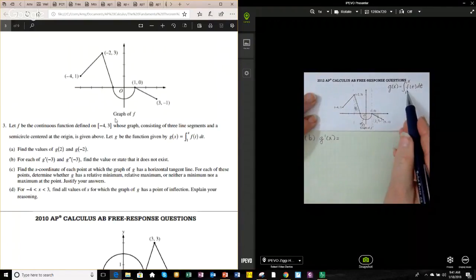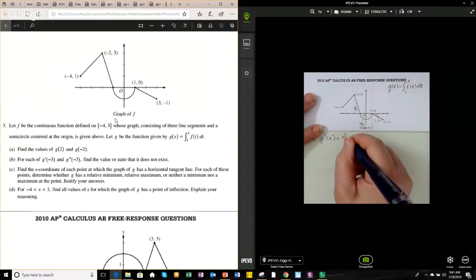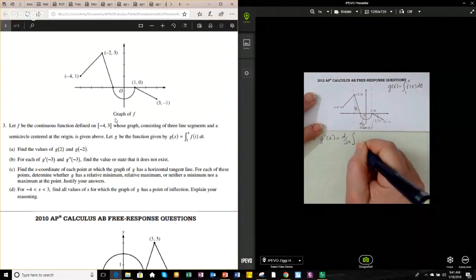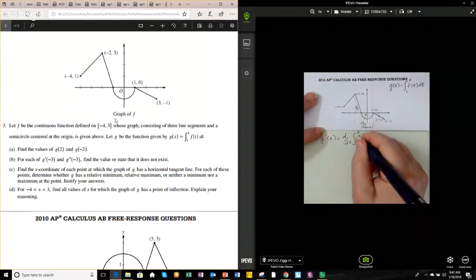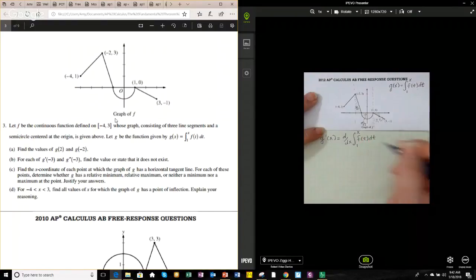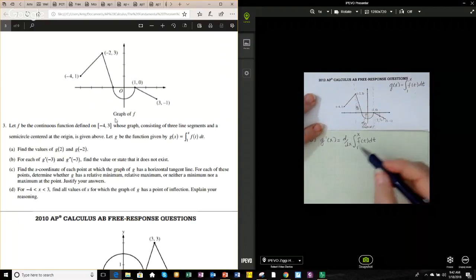G prime of x equals, well, gosh, it's the derivative of an integral. Looks like the fundamental theorem of calculus. Does the upper limit of integration match the variable we're differentiating with respect to, x? The answer is yes. And is the lower limit a constant? Yes. Well, the derivative of an integral is just equal to the function you're finding the area under, evaluated where you stop. So this is just f of x. So g prime of x is equal to f of x.